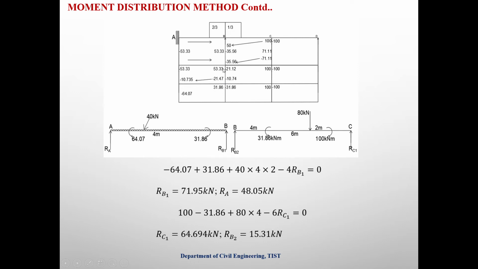If the far end is fixed, there should be some carryover. But in this case, the support C, we are considering as a simply supported one after considering the overhanging moment. So after this, find the sum. Then after getting that, we can draw the SFD and BMD.